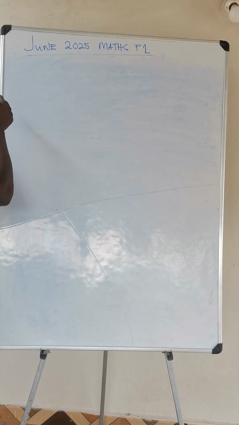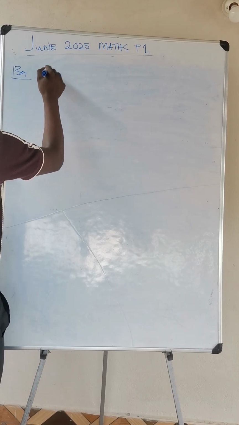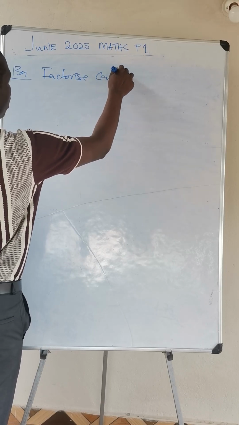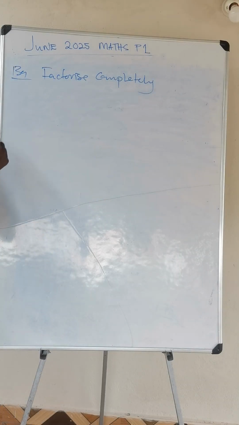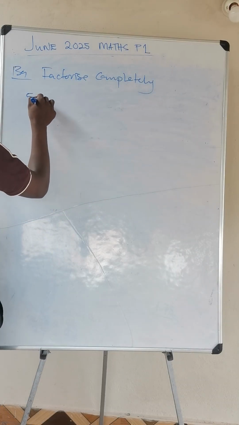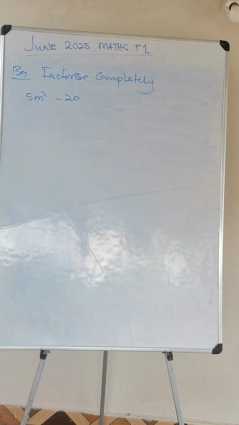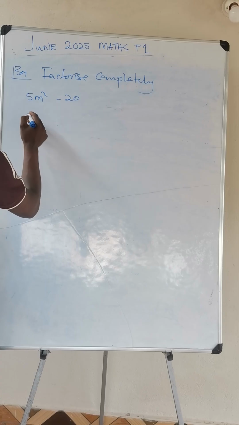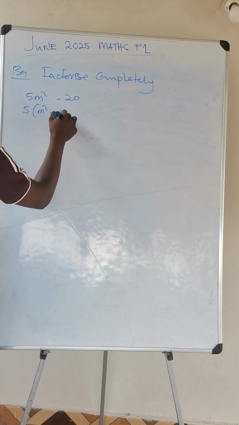Okay, so this is number 13. Factorize completely. Okay, so question A is 5m squared minus 20. We have to find the common terms between these two. Something that is common here and common here. So here it's 5. So it becomes 5 times m squared minus 4.